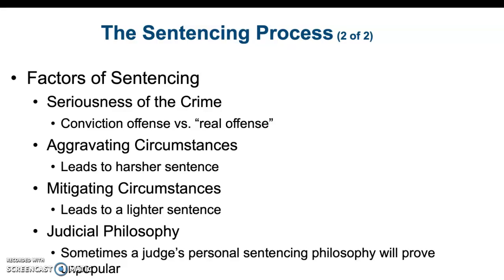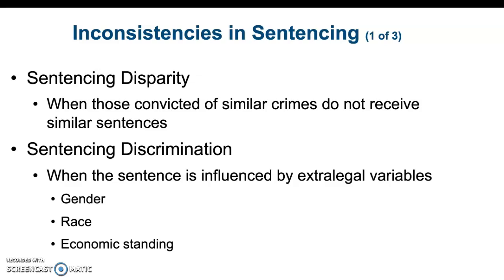So what factors go into determining what sentence a person is going to get? Obviously, the seriousness of the crime. The more serious, the more time. Conviction versus real offenses. Aggravating circumstances: did he shoot, stab, kick, beat, and spit on the person? Or mitigating circumstances: was he abused as a child and just lived in foster homes? What are his circumstances? And then the philosophy of the judge has a lot to do with sentencing.